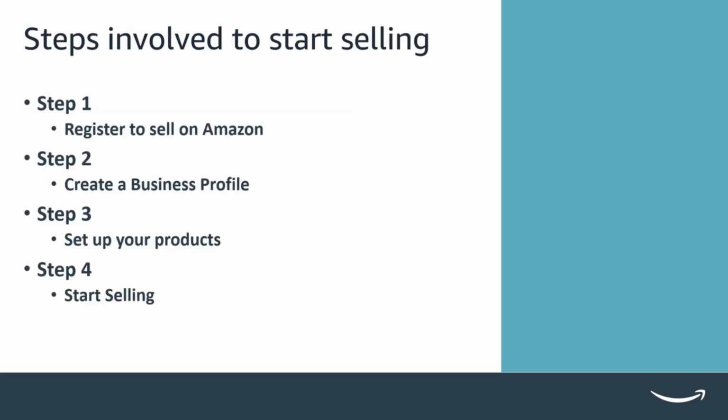Now let's take a look at the steps involved for you to start selling. The first step is, if you're not selling on Amazon, you need to register to sell on Amazon. If you're already an existing seller, you can skip step one and move to step two, which is to create a business profile, set up the products you want to list, and then start selling. And now you're open to serve business customers. Let's now look at the demo where we'll walk through those steps.